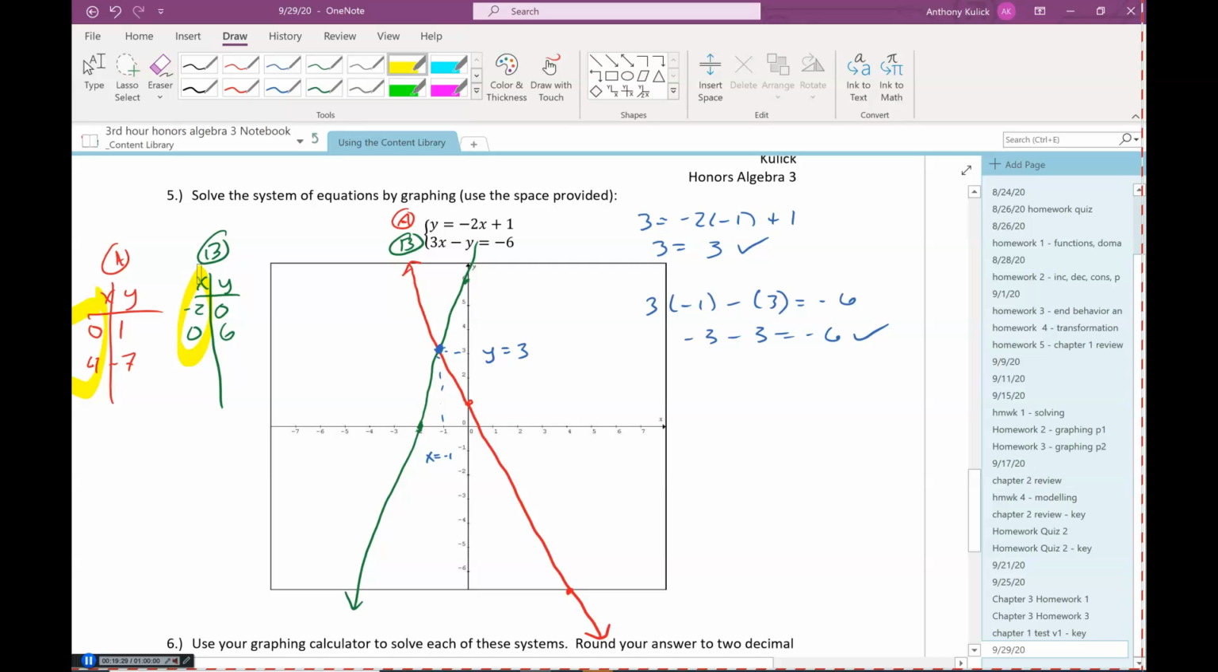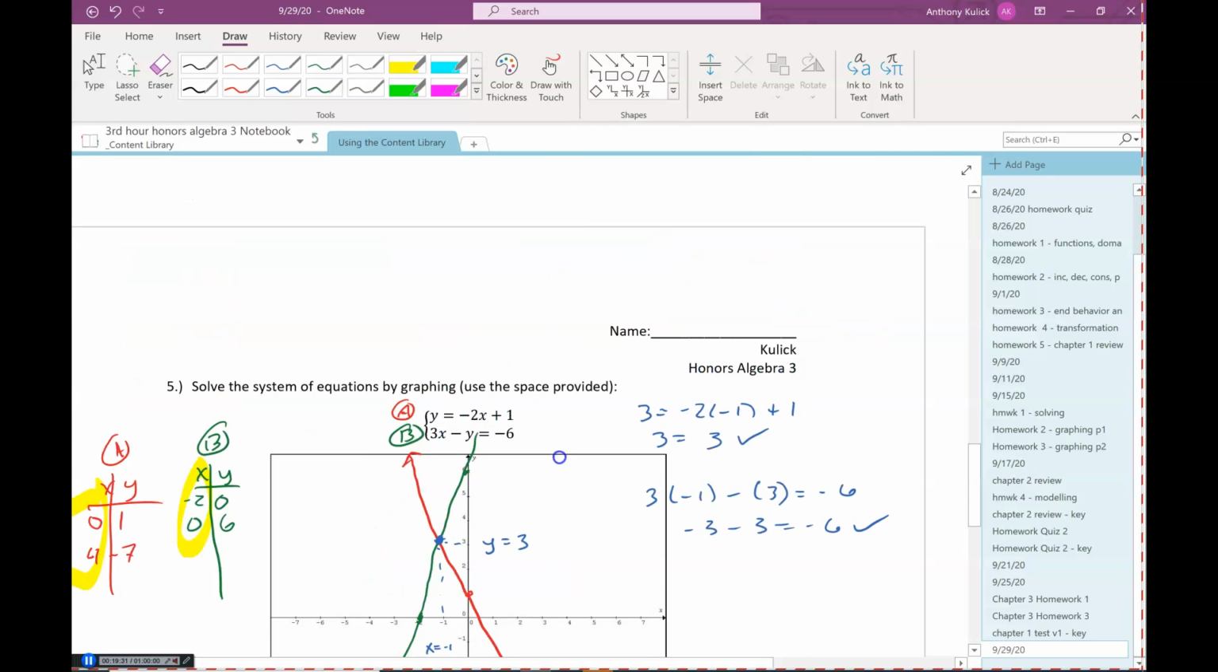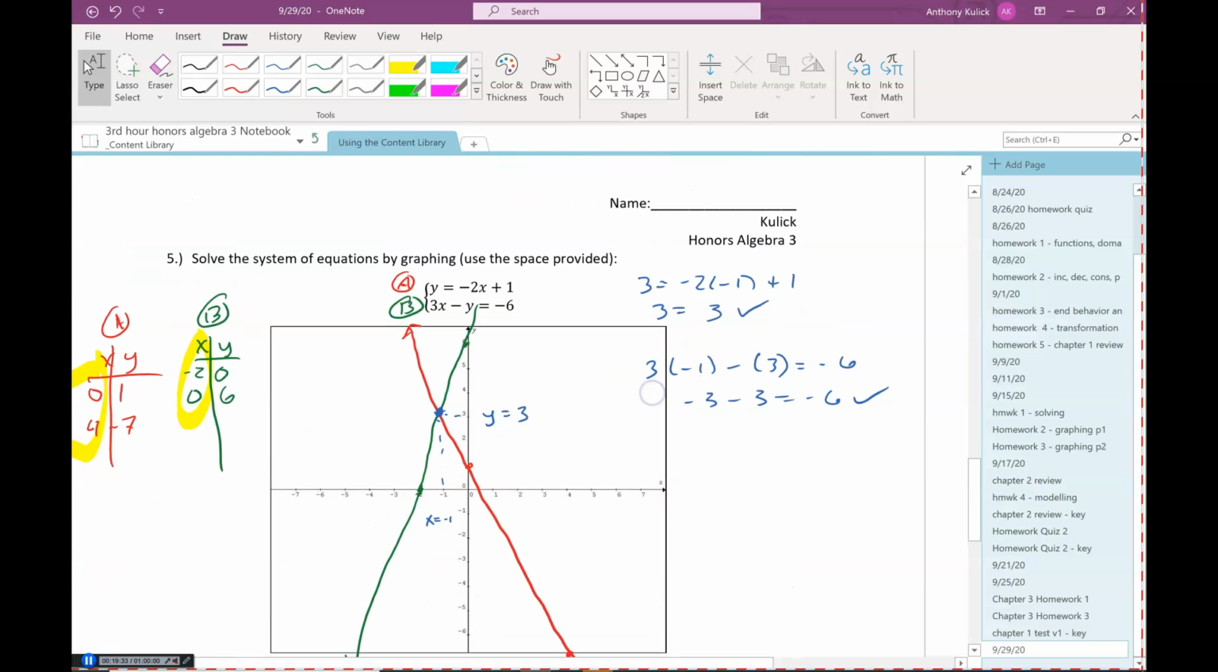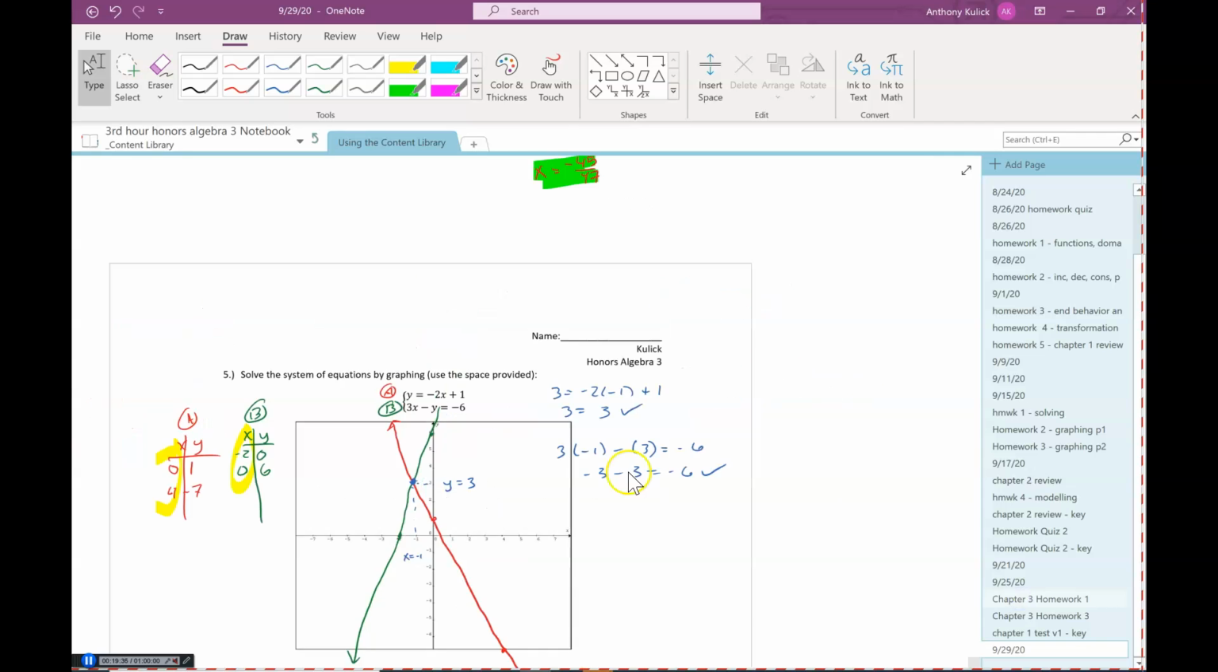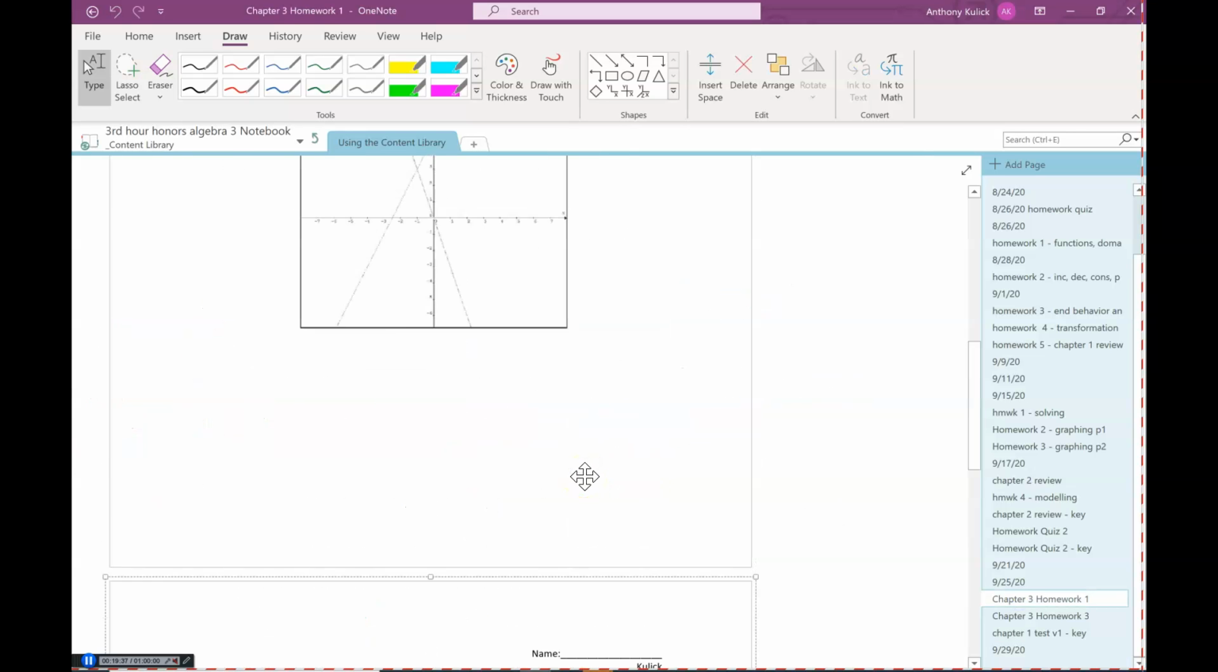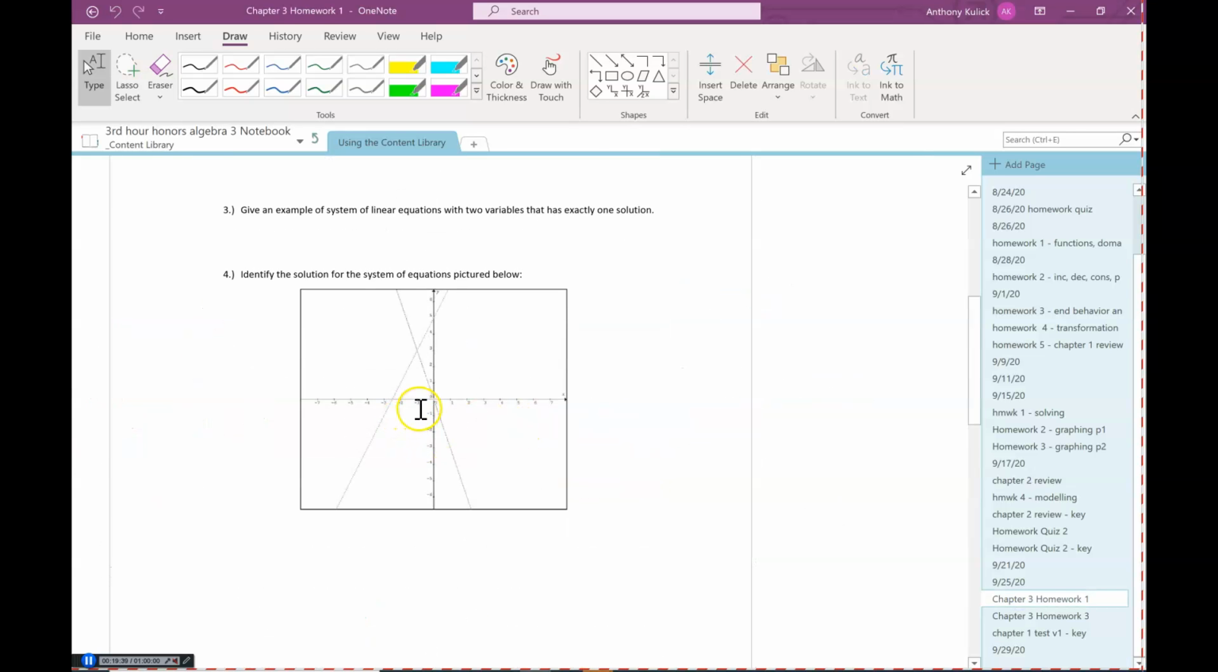Sure. So you just read the point off. It looks like it's -1, 3. That's it. X equals -1, y equals 3. That's all you had to do. That's okay. Again, we're just reinforcing the idea that the intersection is the same thing as the solution to the system, right? Cool? Okay.